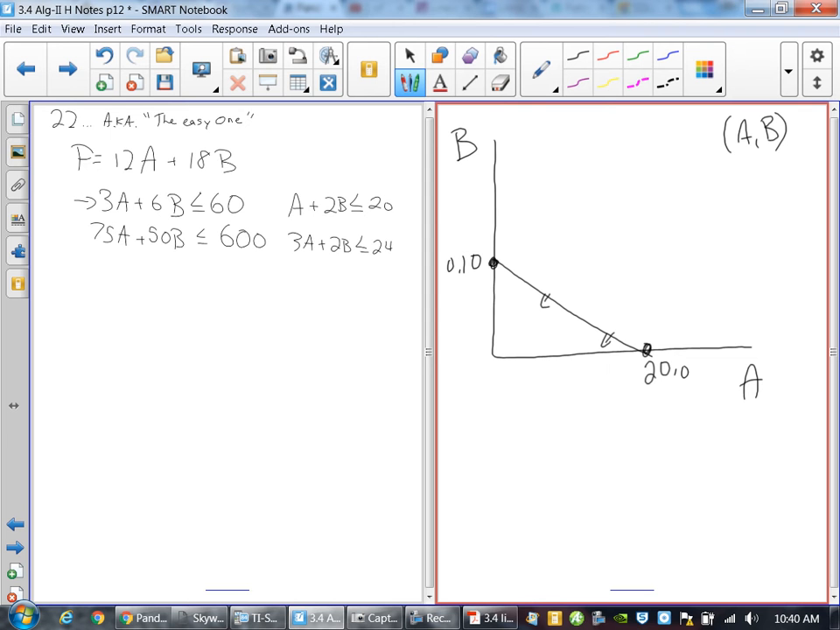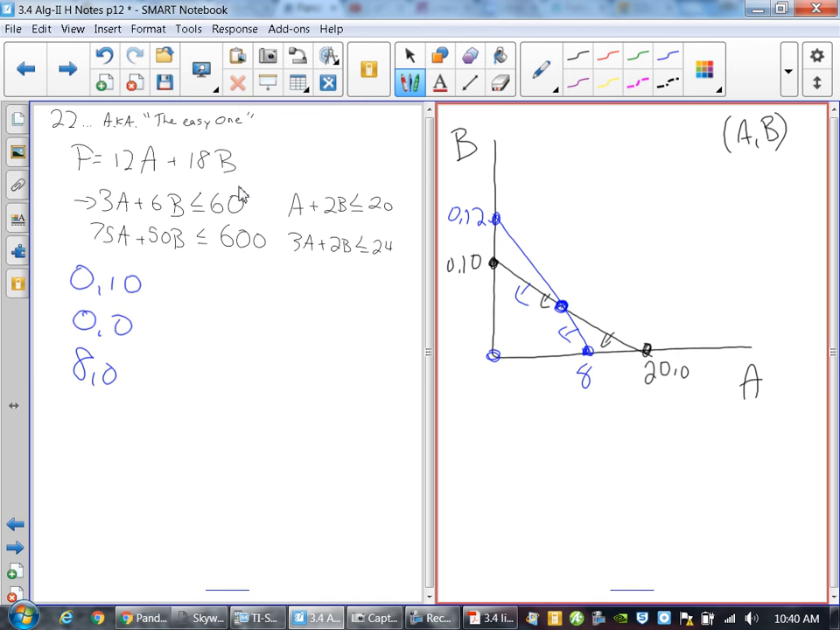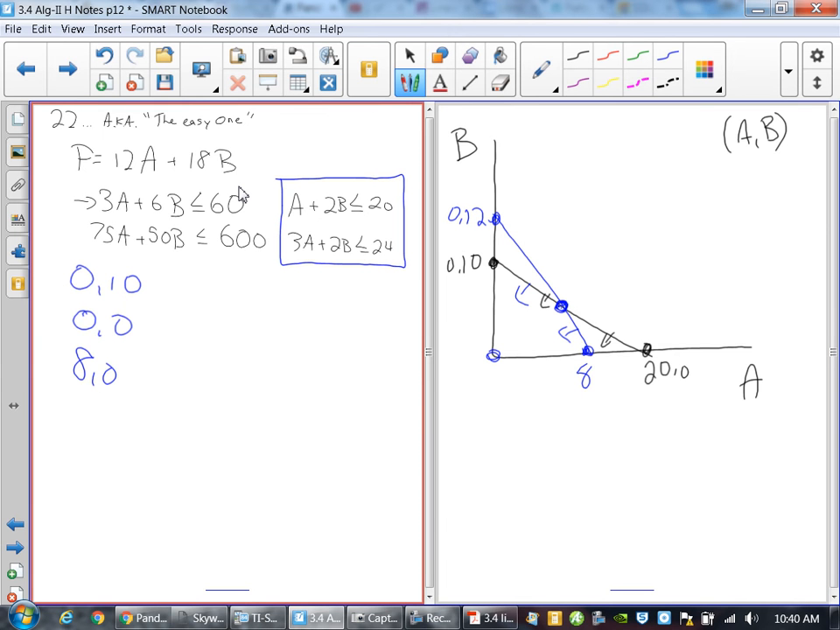Second one, intercepts of 8 and 12. Oops, sorry. 8 here and 12 here. They ran into each other right there. Again, moving inward. We have ordered pairs. 0, 10, 0, 0, 8, 0, and whatever we figure out this ordered pair to be. Well, that ordered pair is the solution to that.